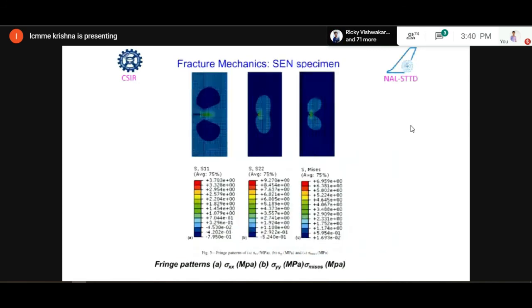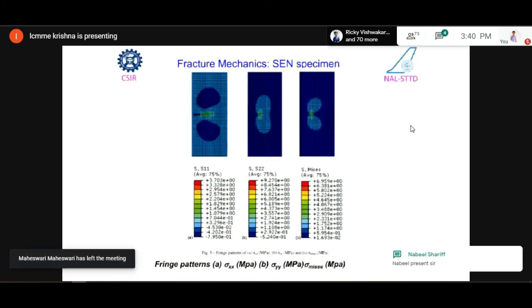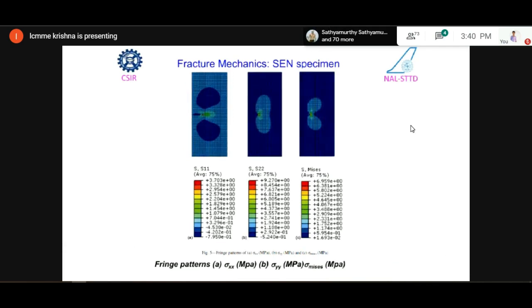So coming to fracture mechanics by a single edge notch specimen, we can see this fringe pattern of a butterfly formation. This is nothing but elastic plastic analysis happening. These are the stresses sigma 11, sigma 22 and the Von Mises stresses. Von Mises stresses do give the butterfly pattern of the stresses.